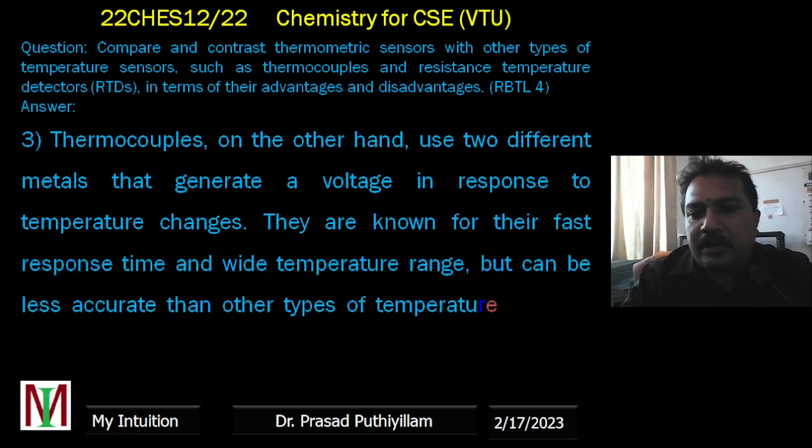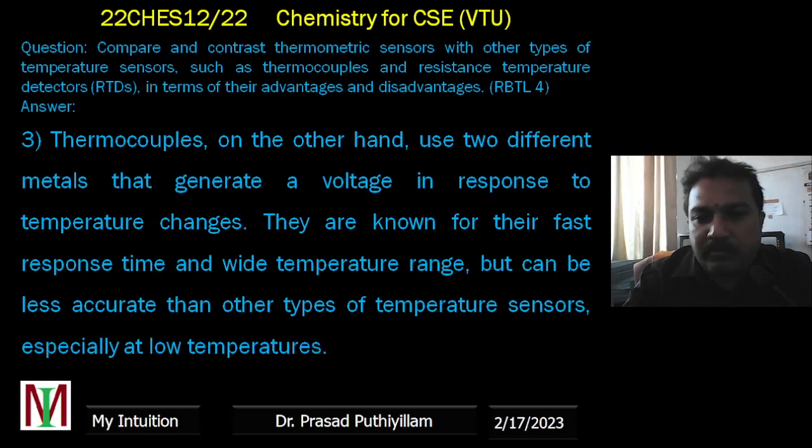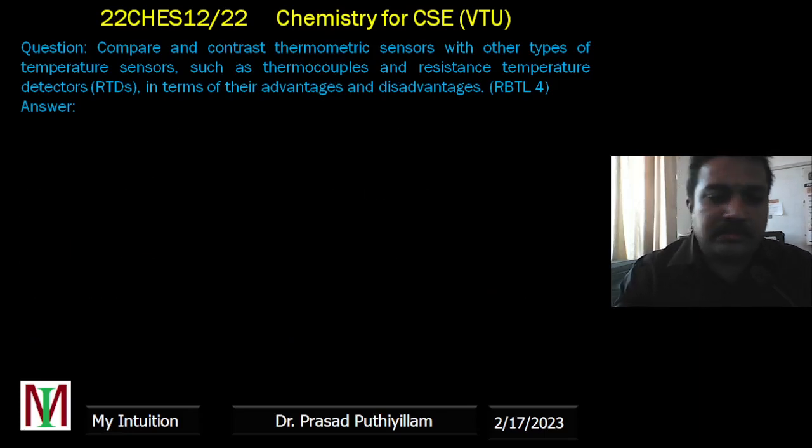Thermocouples, on the other hand, use two different metals that generate a voltage in response to temperature changes. They are known for their fast response time and wide temperature range, but can be less accurate than other types of temperature sensors, especially at low temperatures. At low temperatures, the sensitivity is very low. When the temperature changes, it will not measure so accurately. But at high temperatures, it is very useful.